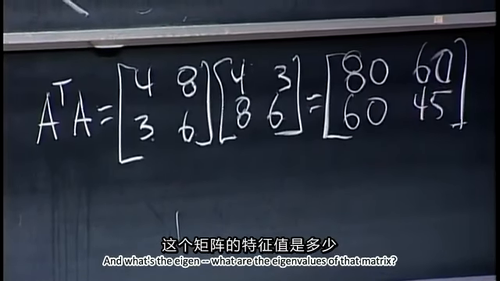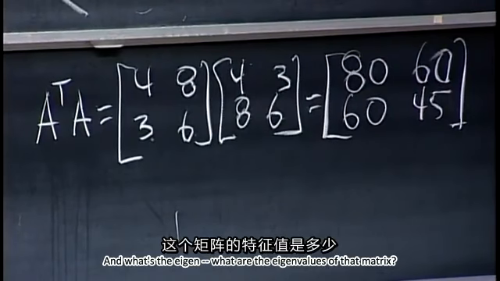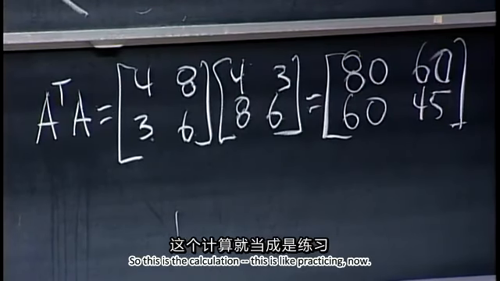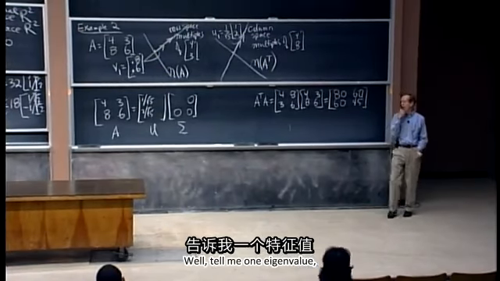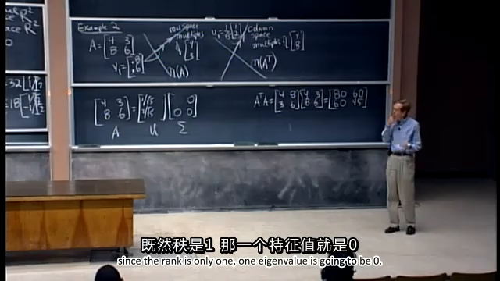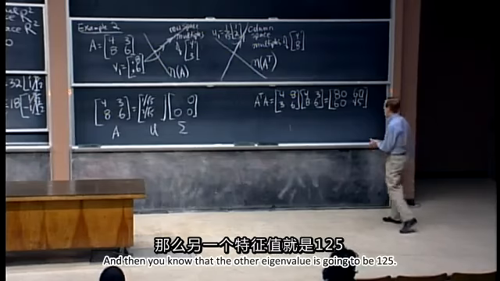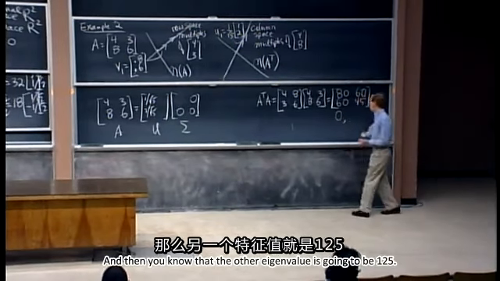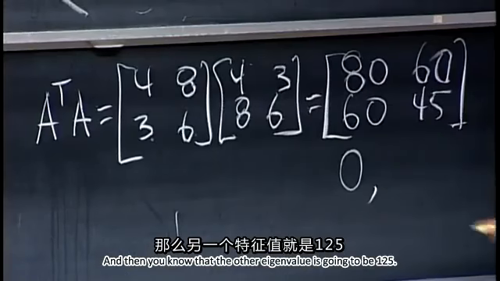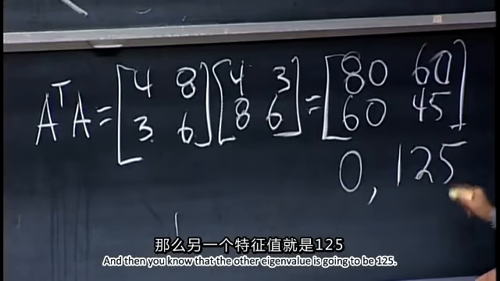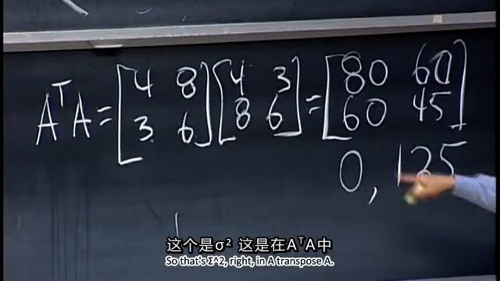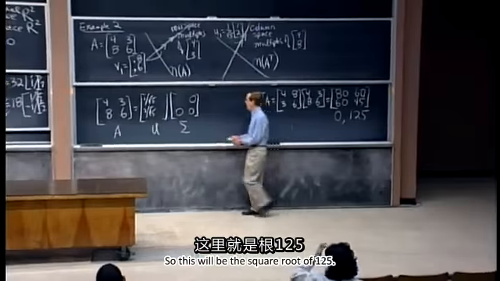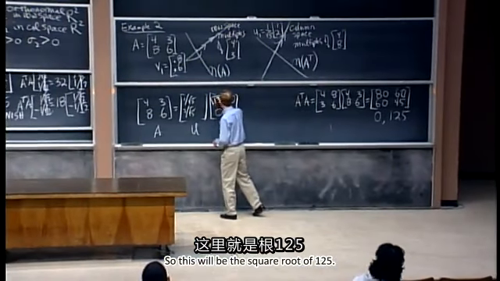And what are the eigenvalues of that matrix? This is like practicing now. What are the eigenvalues of this rank 1 matrix? Well, tell me one eigenvalue. Since the rank is only 1, one eigenvalue is going to be 0. And then you know that the other eigenvalue is going to be 125. So that's sigma squared in A transpose A. So sigma will be the square root of 125.